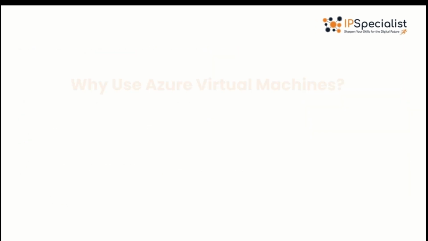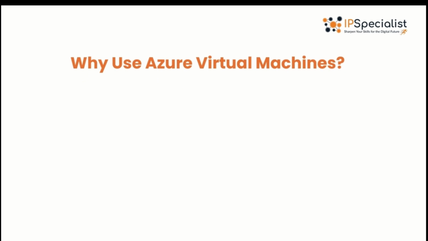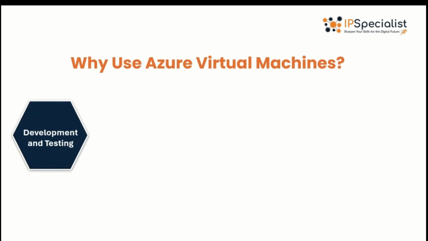Now that we know what a VM is, let's explore why Azure Virtual Machines are so popular and useful. Azure Virtual Machines give us the ability to run applications and workloads in the cloud without having to worry about managing physical servers. Here are a few key use cases where Azure Virtual Machines excel. The first one is development and testing. Developers can quickly spin up isolated environments to build and test applications without interfering with production systems. Once the testing is complete, the VM can be deleted, saving cost.